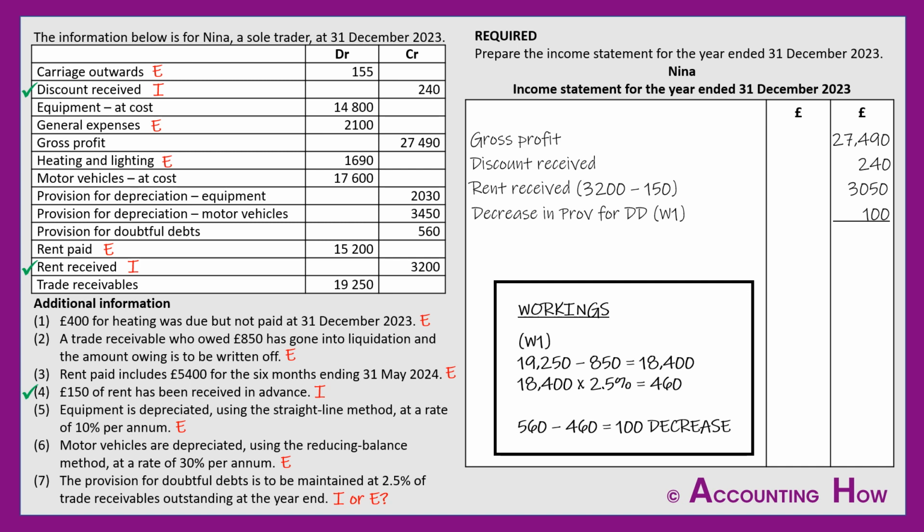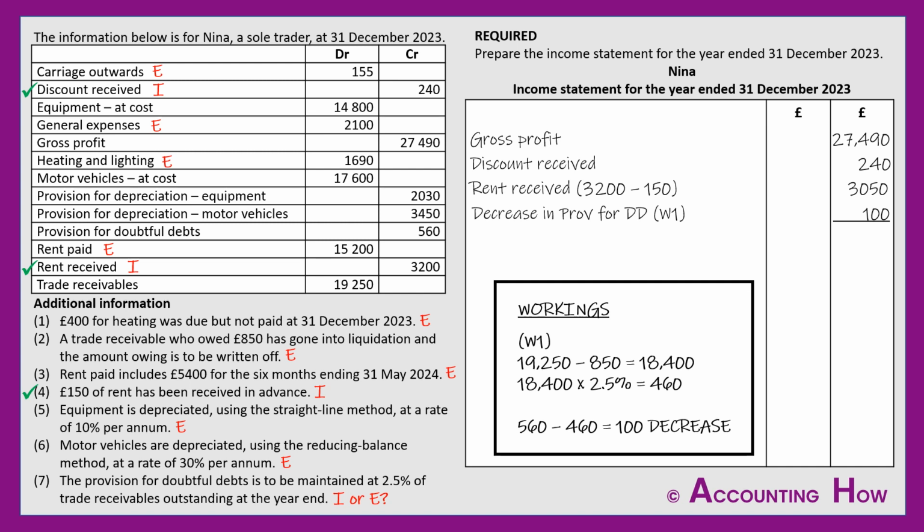But when it comes to something like the decrease in provision for doubtful debts, you can see from my working box, there were a few steps involved. So you're never going to fit all that in brackets next to the narrative. So just W1, working number 1, and then underneath your income statement, have the clear working laid out.